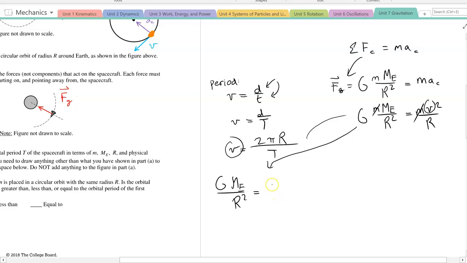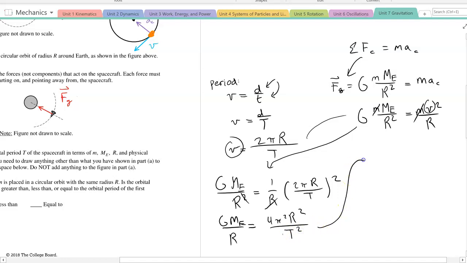So I'm going to do it like this. V squared, which is 2 pi r over t squared, right? I guess I can get rid of one r pretty easily. So then we're left with what? We are left with G times the mass of the Earth divided by r is equal to 4 pi squared. That's kind of weird. We see a pi squared. R squared divided by t squared.